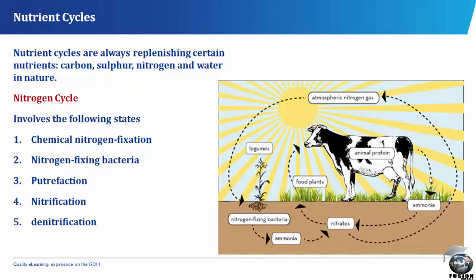5. Denitrification. This is the breakdown of trioxonitrate V nitrates by soil bacteria such as Bacterium denitrificans. This results in the release of free nitrogen. It takes place under anaerobic conditions such as in waterlogged soil and reduces soil fertility. It is also called leaching.